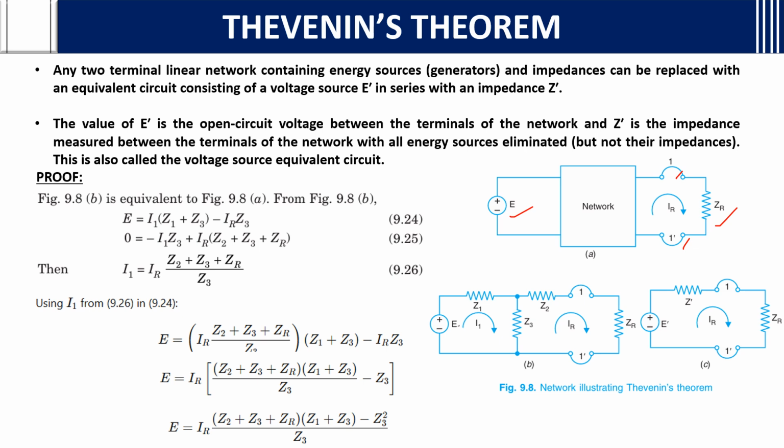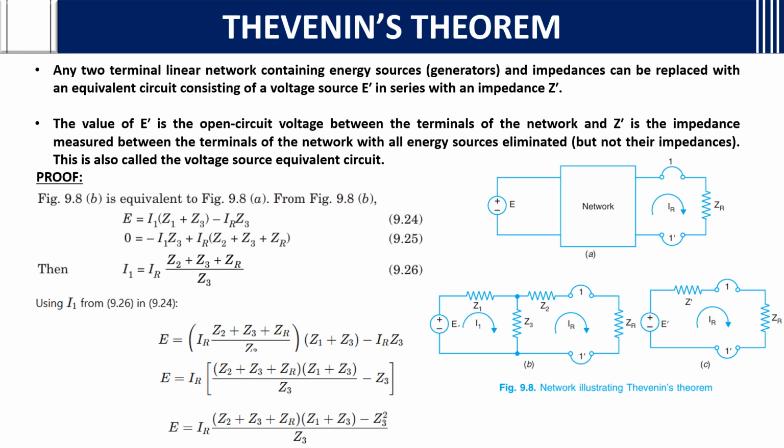This is the circuit. If you take an example for this network, this part is a network. This voltage source is E, and ZR is the load impedance, with load current IR, and 1 and 1 dash are the port terminals. The network can be anything. Here 3 resistors are there. It can be any other network also. Just for example, the network here is 3 resistors connected as shown.